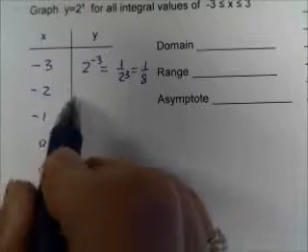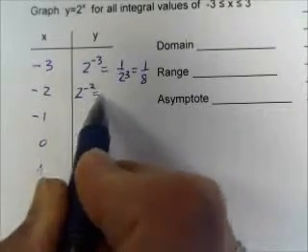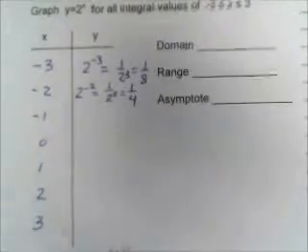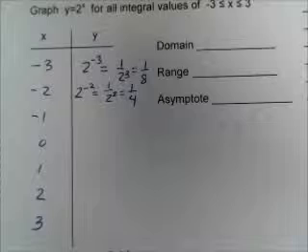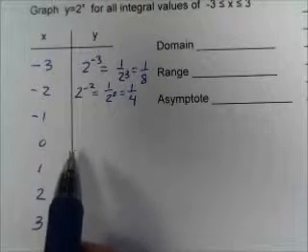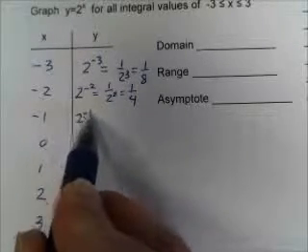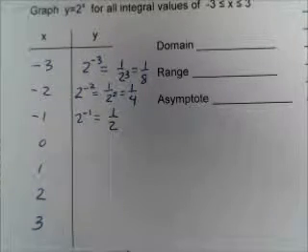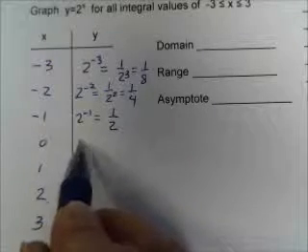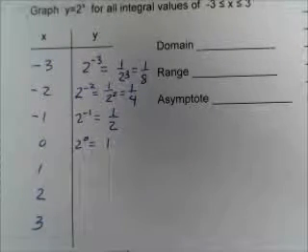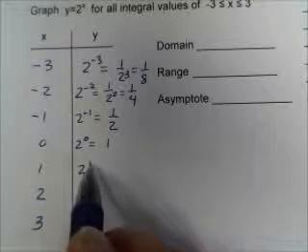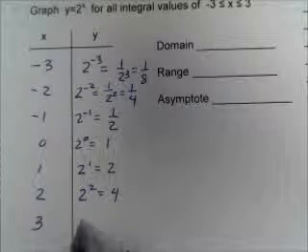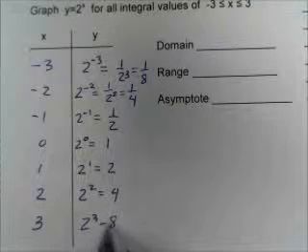Next, x value of -2. 2 to the -2 would be 1/2 to the +2, which is 1/4. 2 to the -1 is going to be 1/2. 2 to the 0, anything to the 0 power is 1. 2 to the first, 2, 2 to the second, 4, and 2 to the third, 8.